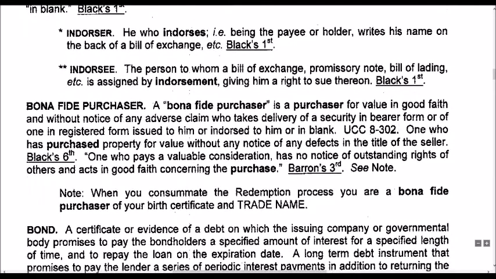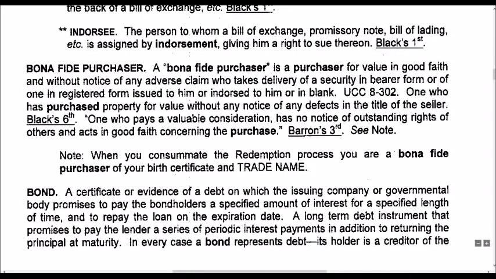Black's first. Bona fide purchaser. A bona fide purchaser is a purchaser for value in good faith and without notice of any adverse claim, who takes delivery of a security in bearer form or of one in registered form issued to him or endorsed to him or in blank. UCC 8-302. One who has purchased property for value without any notice of any defects in the title of the seller. Black's sixth.